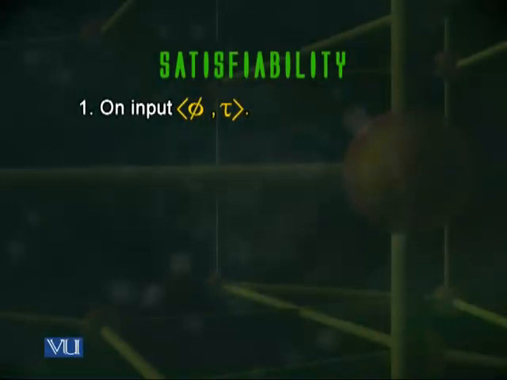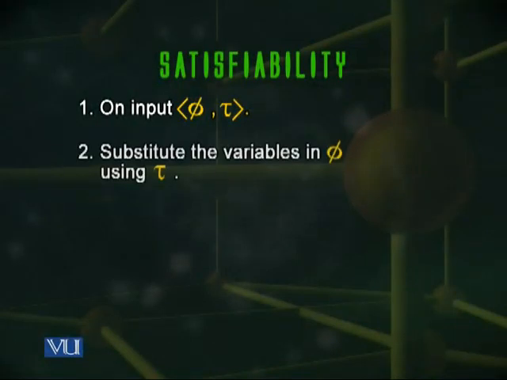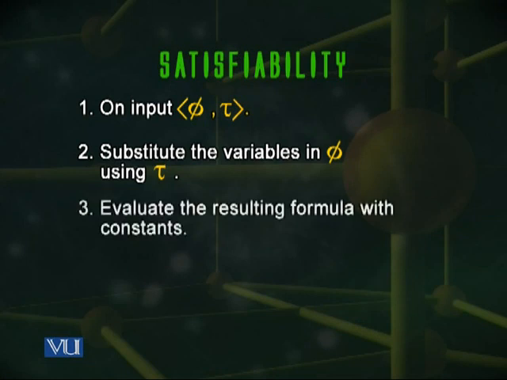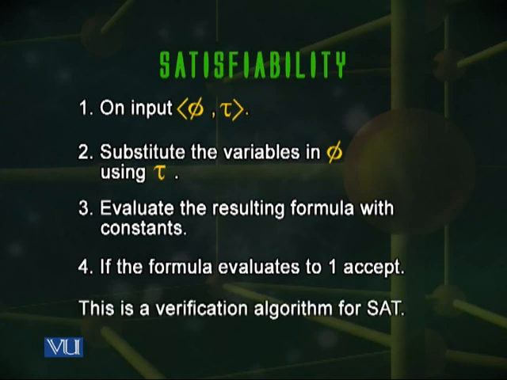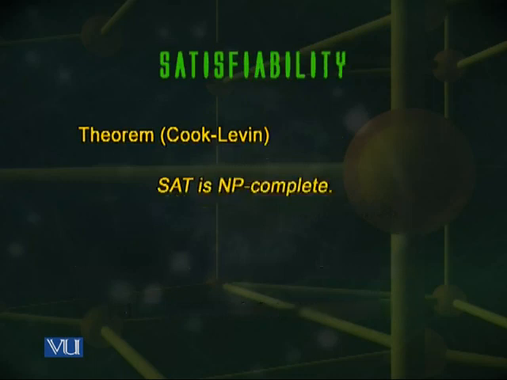Let's look at it. Input phi comma tau, substitute the variables using the assignment tau. Evaluate the resulting formula, which now contains only constants, zeros and ones. If the formula now evaluates to 1, accept, otherwise reject. This is a verification algorithm for SAT, and it is readily seen that this algorithm runs in polynomial time. The next and the most important theorem that we will study is what we call the Cook-Levin theorem.